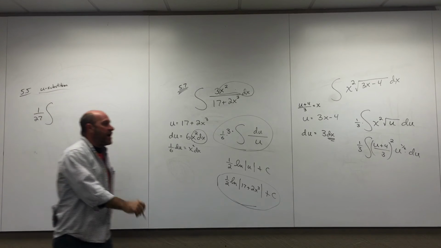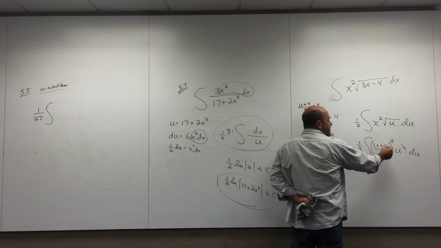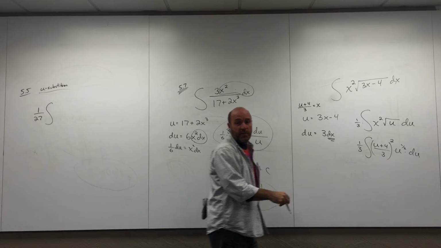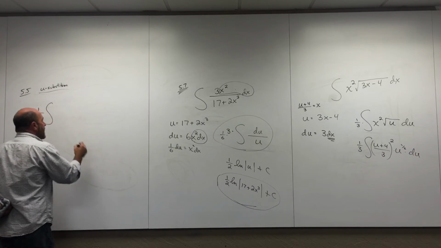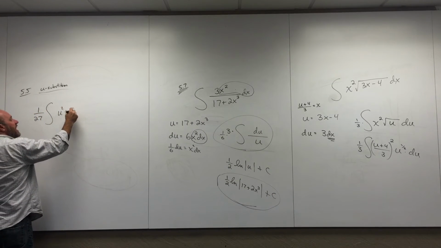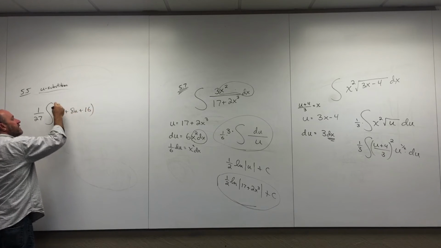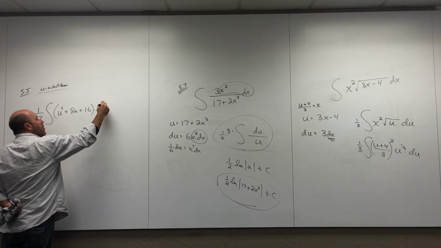Can I go ahead and square the u plus 4 squared? That's going to be u plus 4 times u plus 4. FOIL it out. It's u squared plus 8u plus 16, I think. And then I got this u to the 1/2.